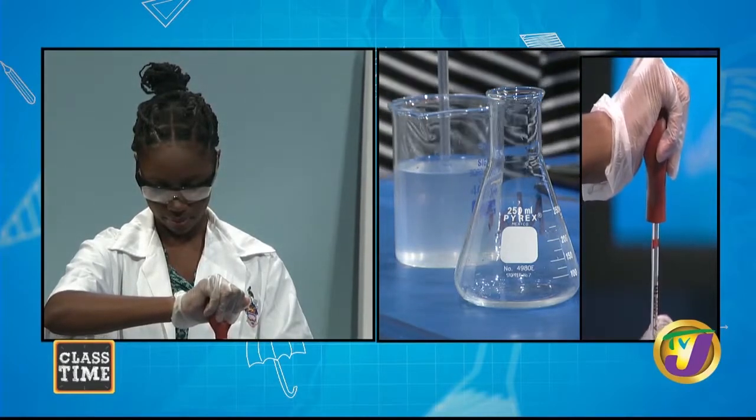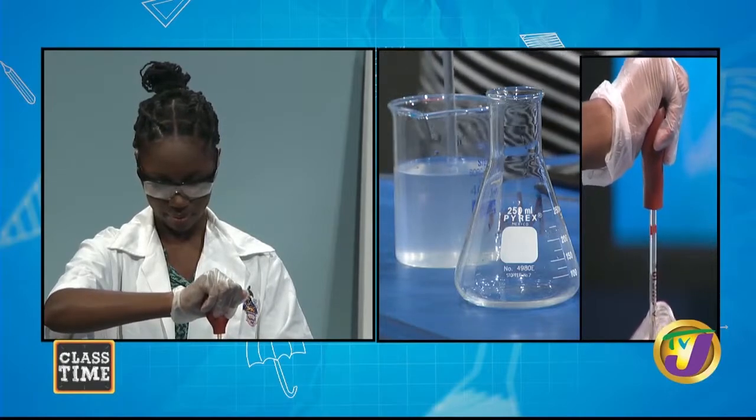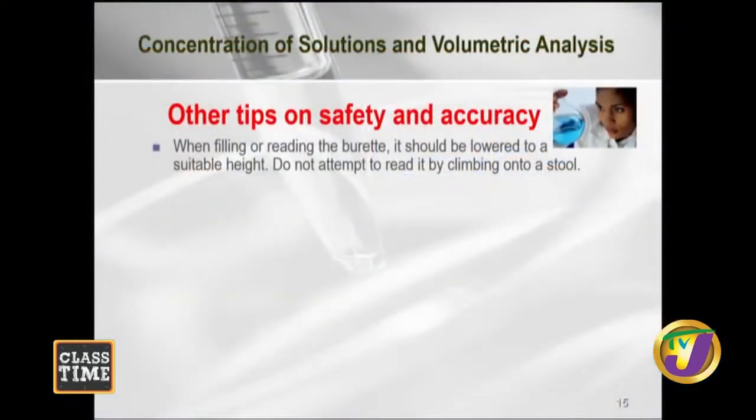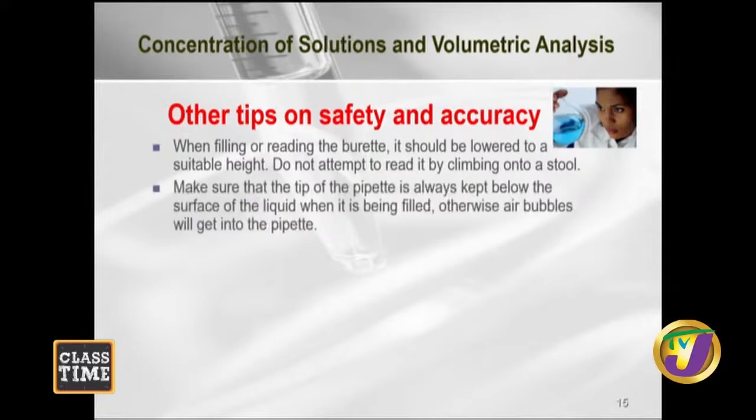All right. Now, safety tips when we're doing our experiments. When we are filling or reading the burette, it should be lowered to a suitable height. Do not attempt to read it by climbing on a stool. Students tend to climb on a stool because it's so tall, but we need to adjust the clamp stand so that we can read it at eye level. The next thing is to make sure that the tip of the burette is always kept below the surface of the liquid when it is being filled. Otherwise, air bubbles will get into the pipette.